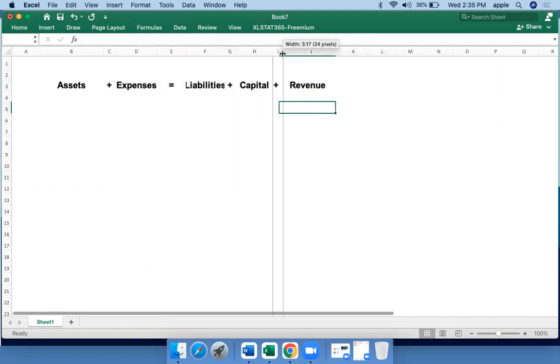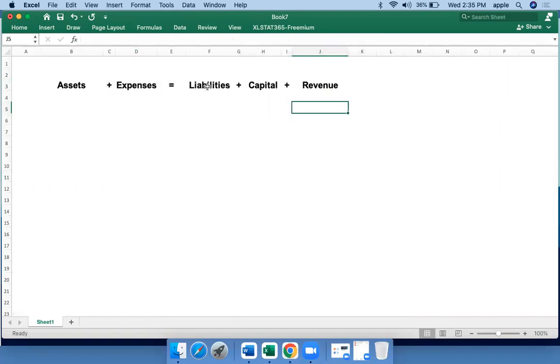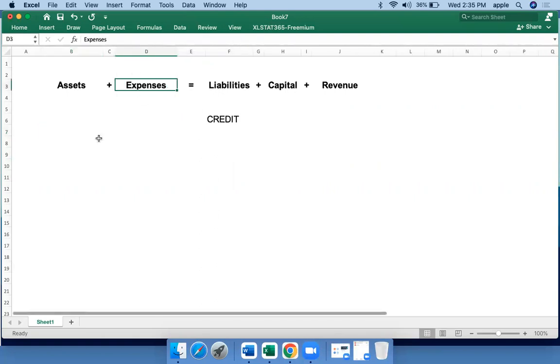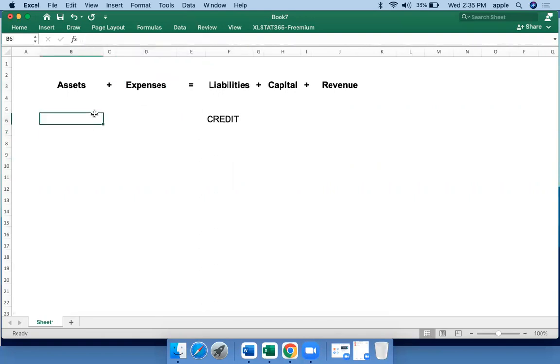So this is our accounting equation. Liabilities, capital, and revenue are on which side? Credit side. Good. It is on the right hand side, and the right hand side is known as the credit side. And assets and expenses are on which side? Left, which is debit. The left hand side is known as debit, right?